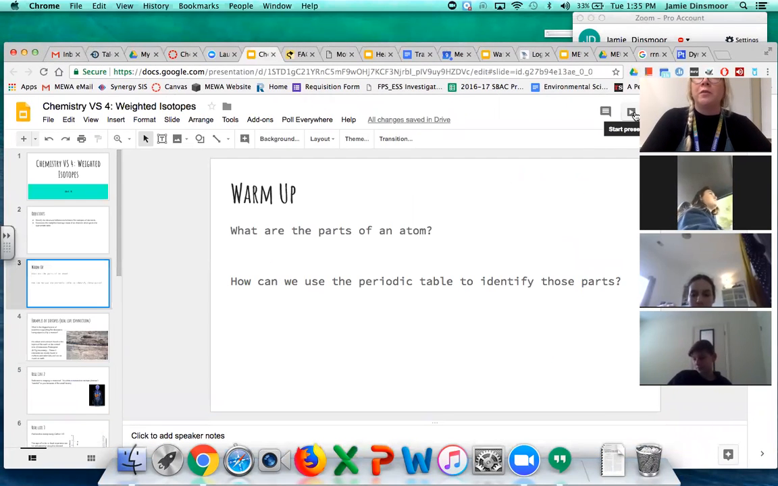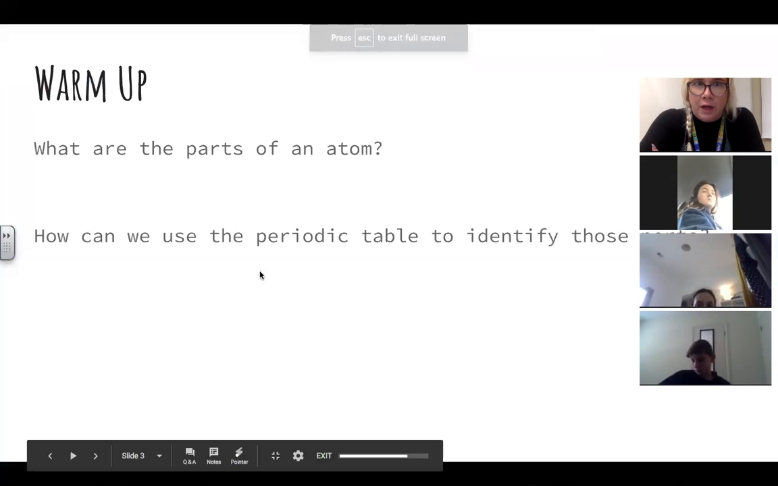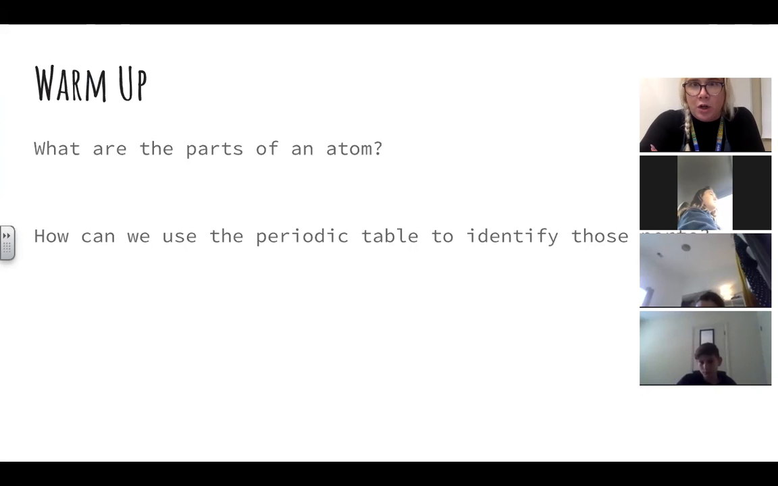On what are the parts of an atom and or how we can tell from the periodic table any of that information. Okay, awesome. Bella is starting us off here with a solid answer. Protons, electrons, neutrons. Perfect. The periodic table shows us how many protons, neutrons, and electrons are in one atom of an element. Perfect.